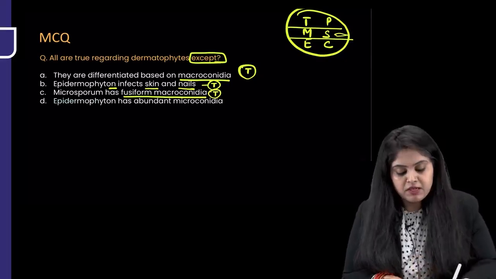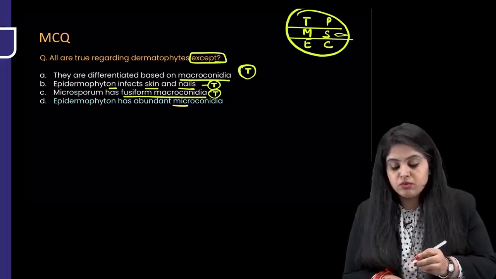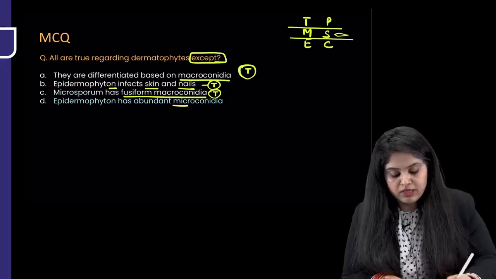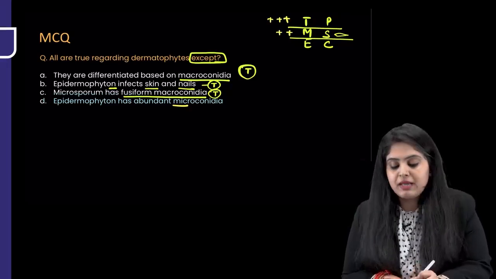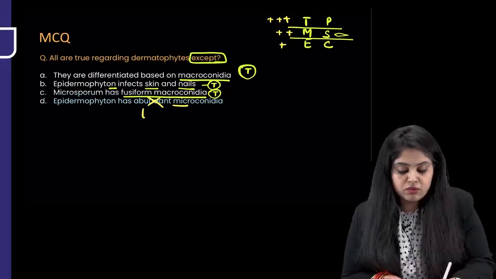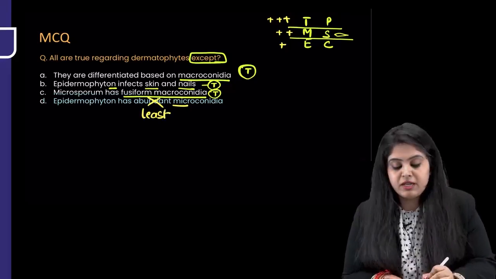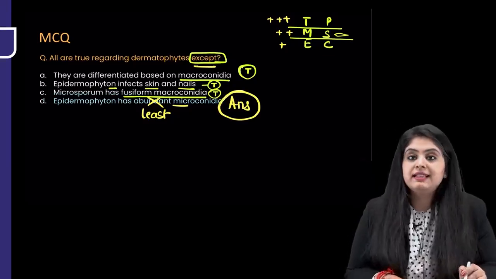Next, last one. Epidermophyton has abundant microconidia. See, when you're talking about microconidia, you had to basically go in a descending order. Trichophyton had maximum, then microsporum, and then epidermophyton. So epidermophyton doesn't have abundant microconidia. Epidermophyton has the least microconidia. So the wrong statement over here was option 4. You had to select that.